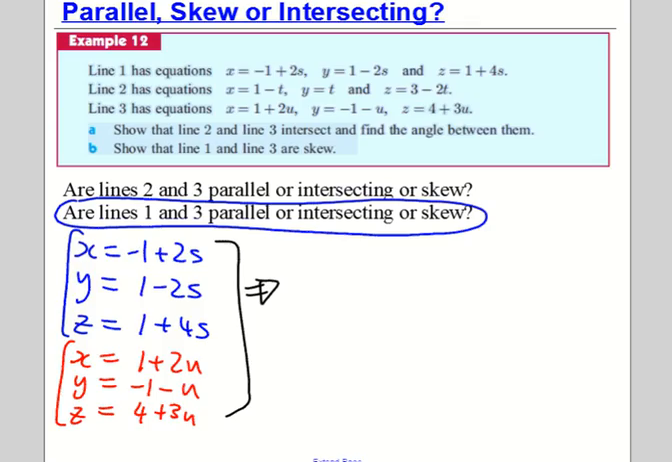Then the other pair, lines 1 and 3, are they parallel, intersecting, or skew? So again, you can look at the direction vectors 2, minus 2, 4 and 2, minus 1, 3. They're clearly not parallel. Are they intersecting or skew? Pause for a moment to set up the system and solve it. See what happens. Pause the video.